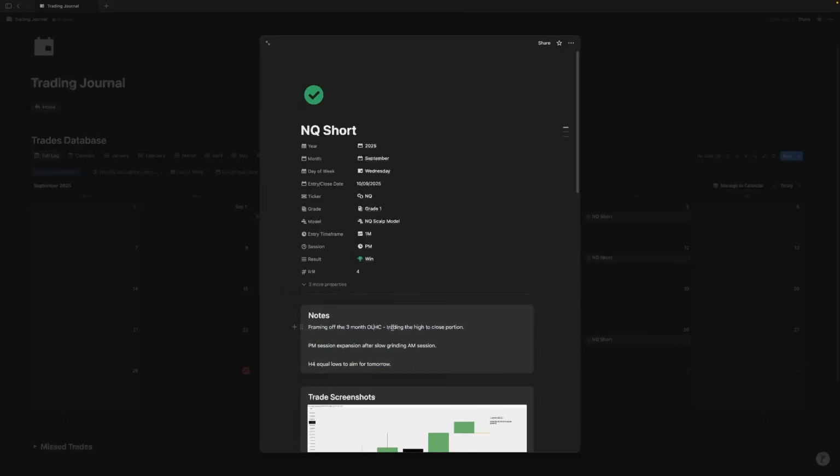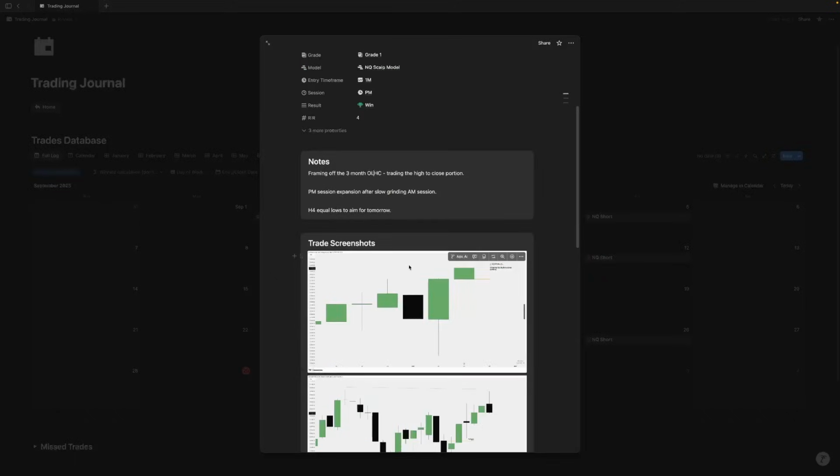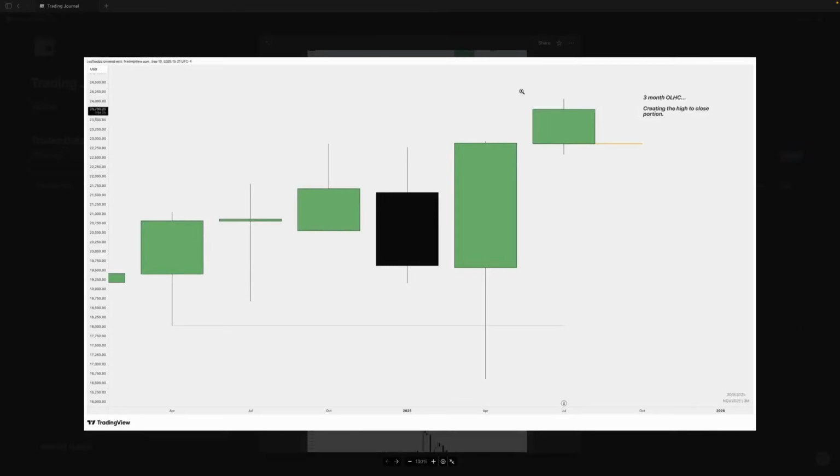Framing off the 3-month open low high close, trading the high to close portion. PM session expansion after slowly grinding AM session. 4-hour equal lows to aim for tomorrow, right? So, take a look. 3-month open low high close, creating the high to close portion. There was 20 days left on this 3-month candle at this point.